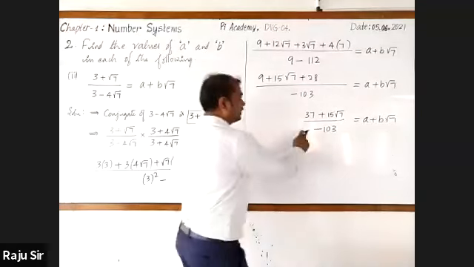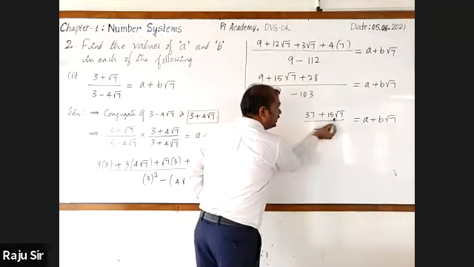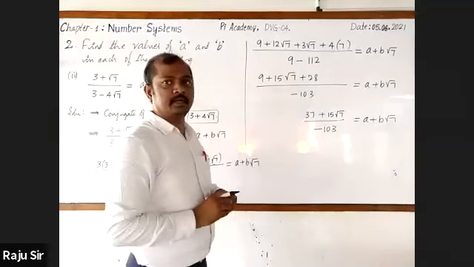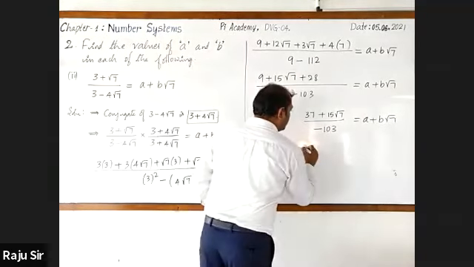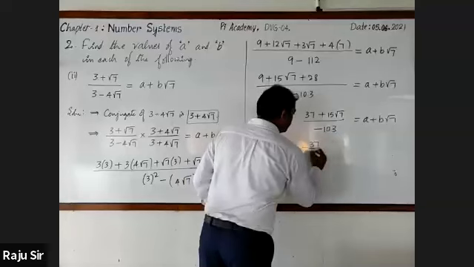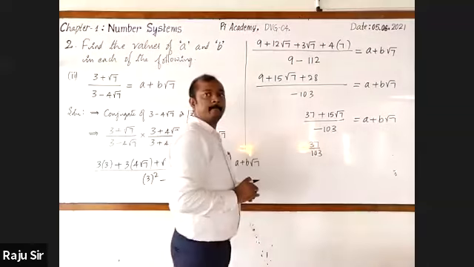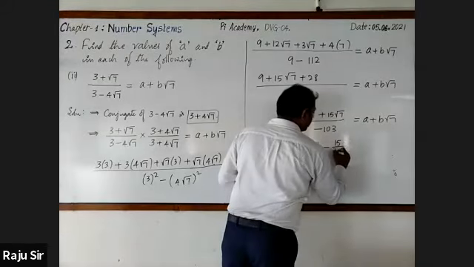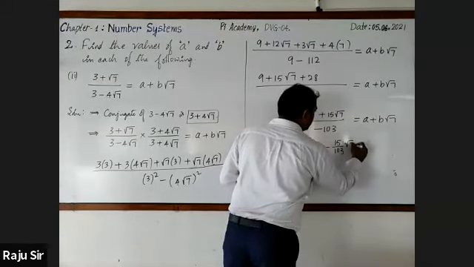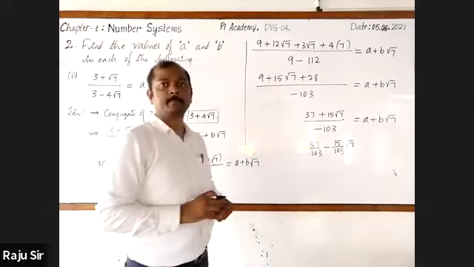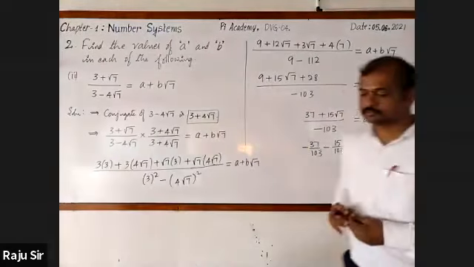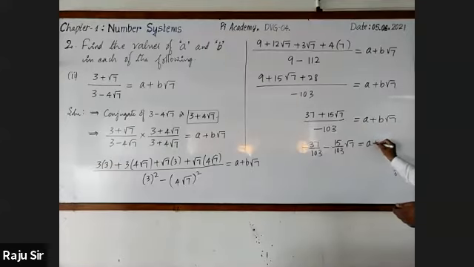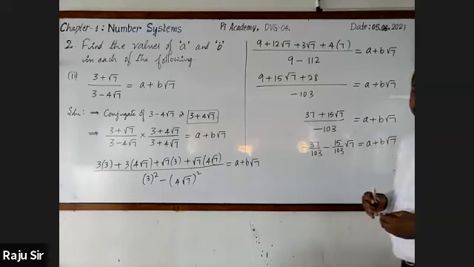Next, now divide each term by minus 103. Write with me. Minus 37 by 103. Next, minus 15 by 103 into root 7. This is equal to a plus b into root 7.